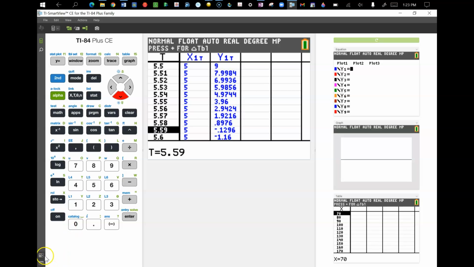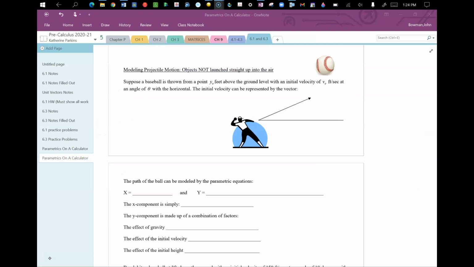The next example we're going to do is called projectile motion. So something like throwing a baseball or kicking a ball, something that's not going straight up and down. In this example, you can see this diagram of a baseball player, and the ball has an initial height, which we will call y0. It has an initial velocity, which we're going to represent with the vector v, and it has an initial angle. We call that theta.